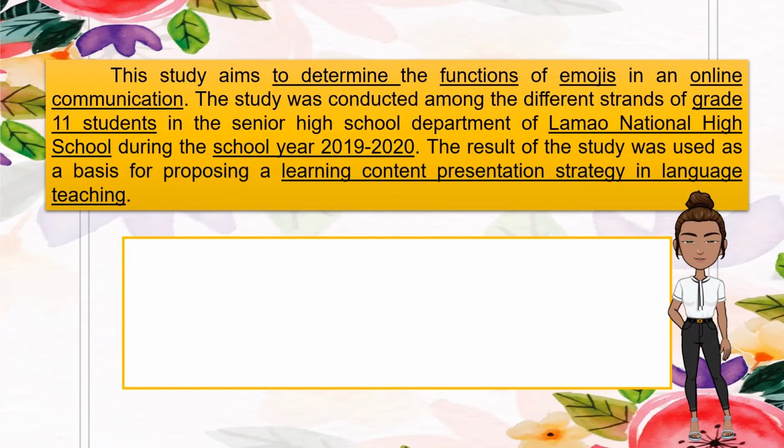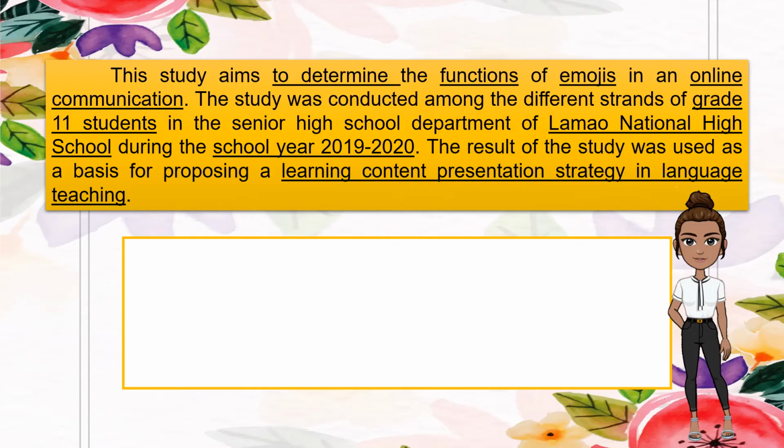An example of a general problem is this. This study aims to determine the functions of emojis in online communication. The study was conducted among the different strands of grade 11 students in the senior high school department of Lamao National High School during the school year 2019 to 2020. The result of the study was used as a basis for proposing a learning content presentation strategy in language teaching.